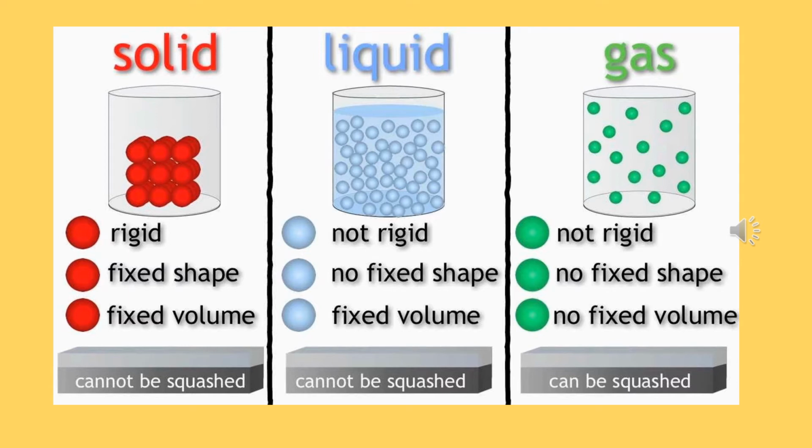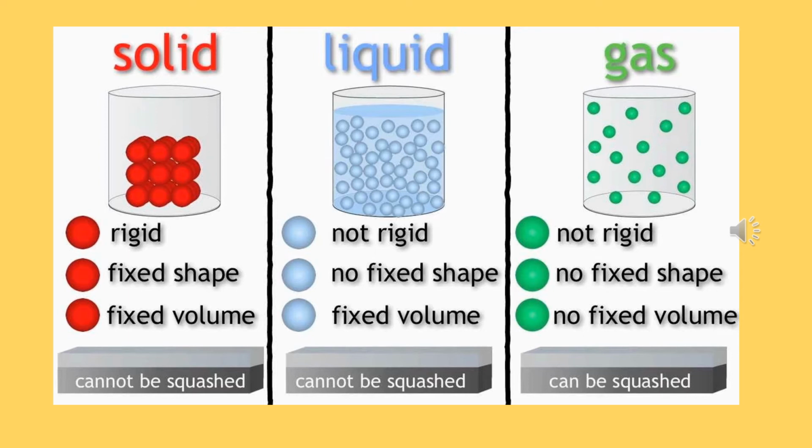In a liquid, the particles are slightly more spread out and have a little bit more room to move. They don't have a fixed shape. If you imagine a jug of water, you could pour it into a really tall, thin glass or quite a wide, short glass. And the liquid will take the shape of whatever it is you've poured it into. It does, however, have a fixed volume. If you start with 100 millilitres of water and you move it into another cup, for example, it will still have 100 millilitres of water.